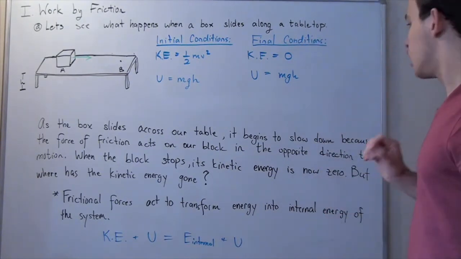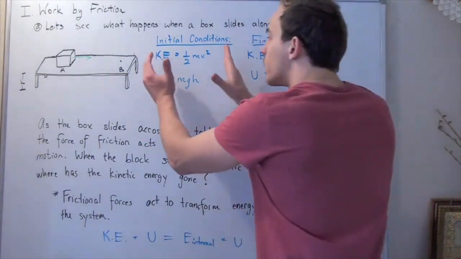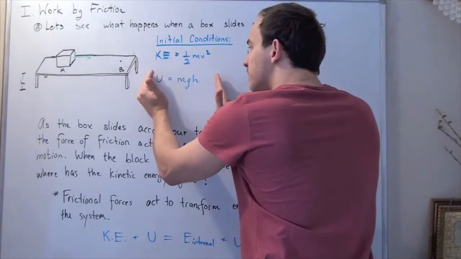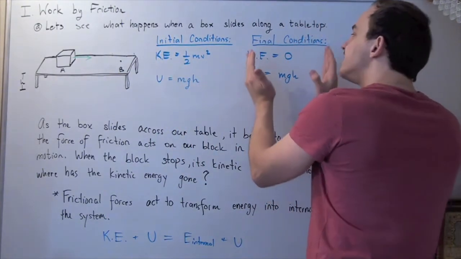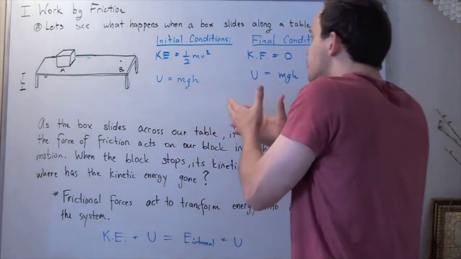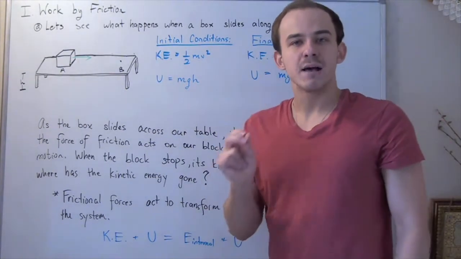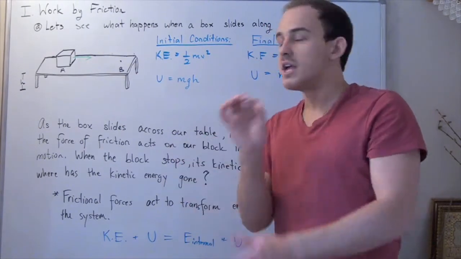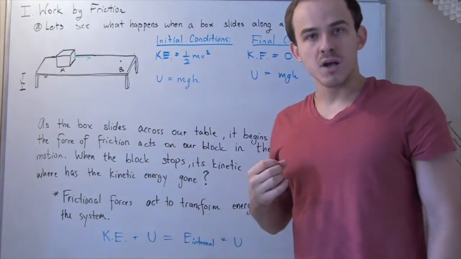But my question is the following. Where has this kinetic energy gone? In other words, we had our initial conditions and final conditions. We had some kinetic energy and some potential energy, and in our final conditions, we have the same potential energy and 0 kinetic energy. That means that our energy disappeared. Our energy was destroyed. But remember, that's not true. Energy cannot be destroyed and it cannot be created. Energy exists. It simply transforms from one form to another. That means our kinetic energy must have been transformed to some other form of energy.